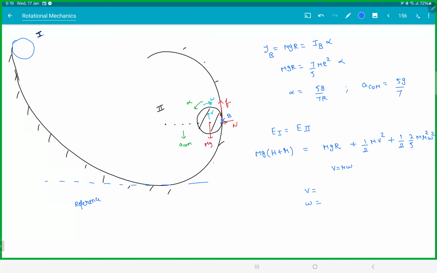There. Now I know a, I know alpha, I know v, I know omega. Now what? I kept all the ingredients ready. Now, how do you combine all this to get the acceleration of that point? Think. I'll give you a minute.